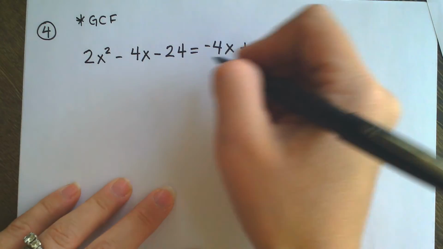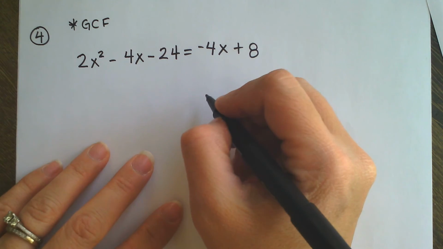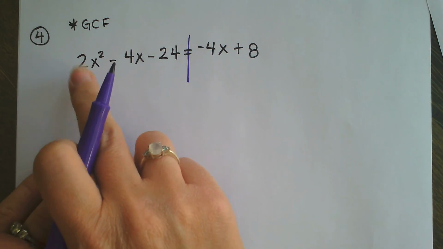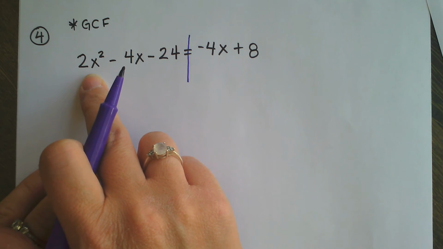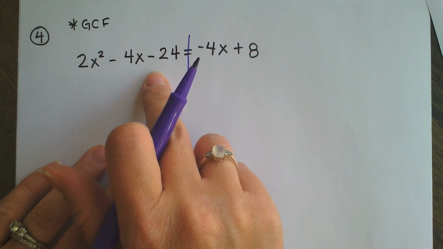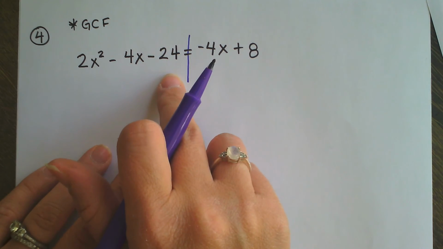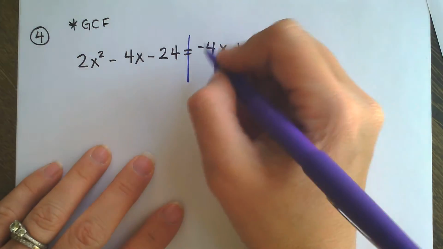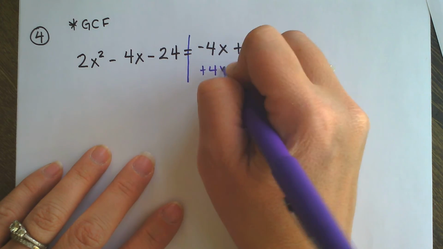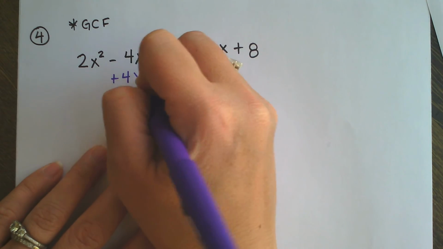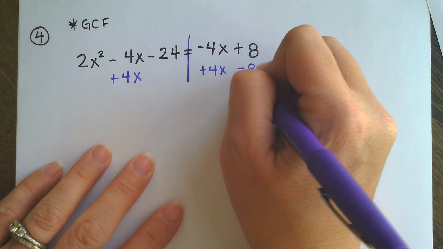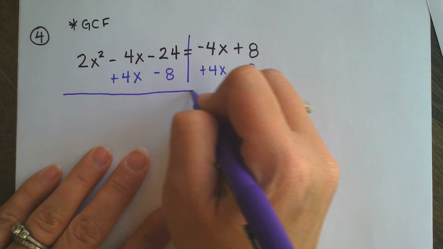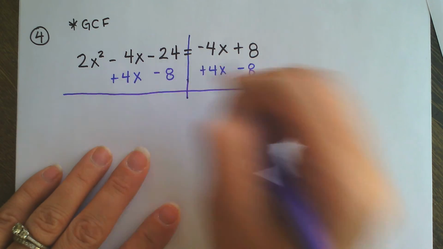Okay, so I need to make sure that my equation is set equal to 0. I always want to keep the x squared term positive. So I'm going to add 4x over, and I'm going to subtract 8 over so that I keep this positive. That's very important. So I add 4x underneath negative 4x, and I subtract 8 under negative 24. Make sure you're lining up those like terms.